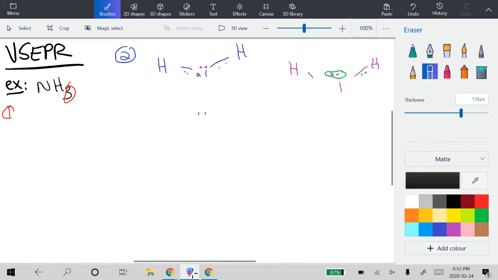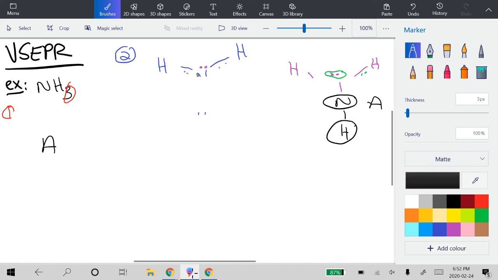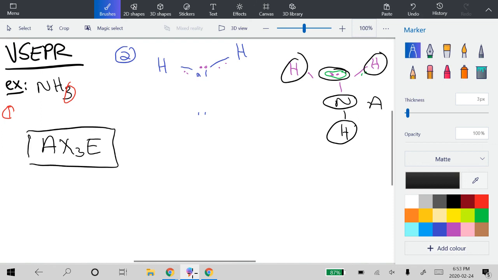and redraw our molecule as, actually let's do the VSEPR notation first. A is for nitrogen, my central atom. The number of peripheral atoms is 1, 2, 3, so X3, and then 1 lone pair on the nitrogen. So my VSEPR notation is AX3E, which is a trigonal pyramidal shape.